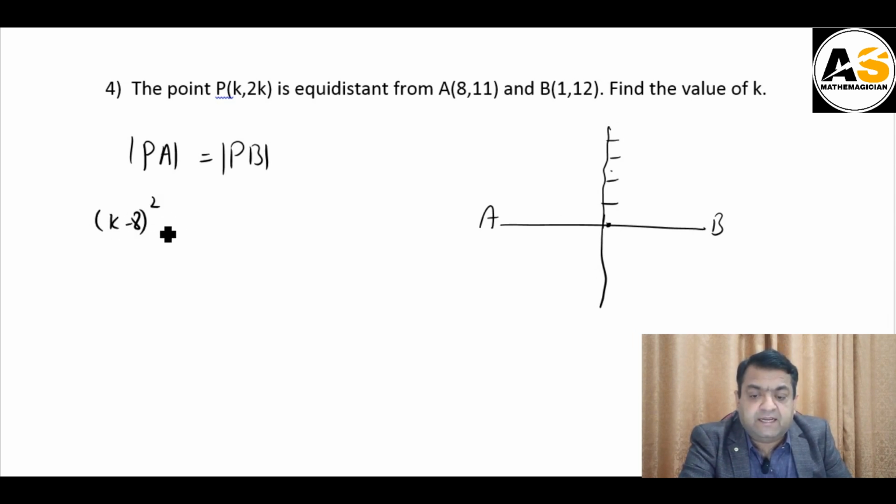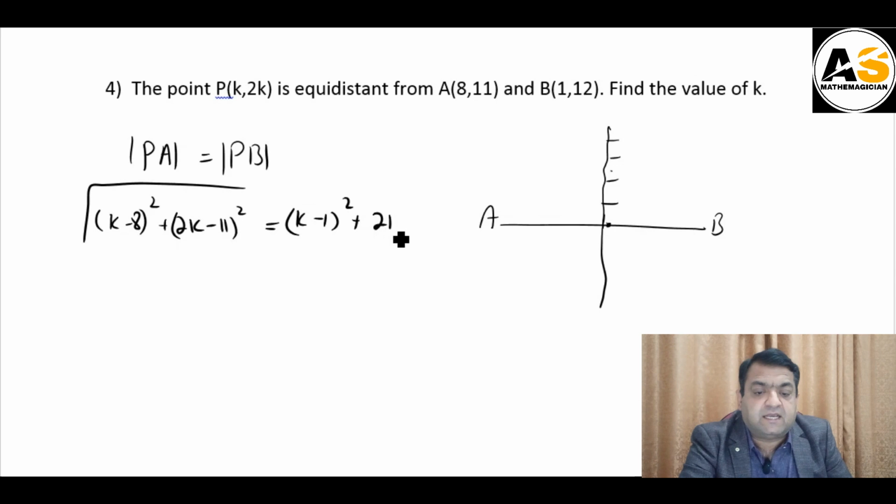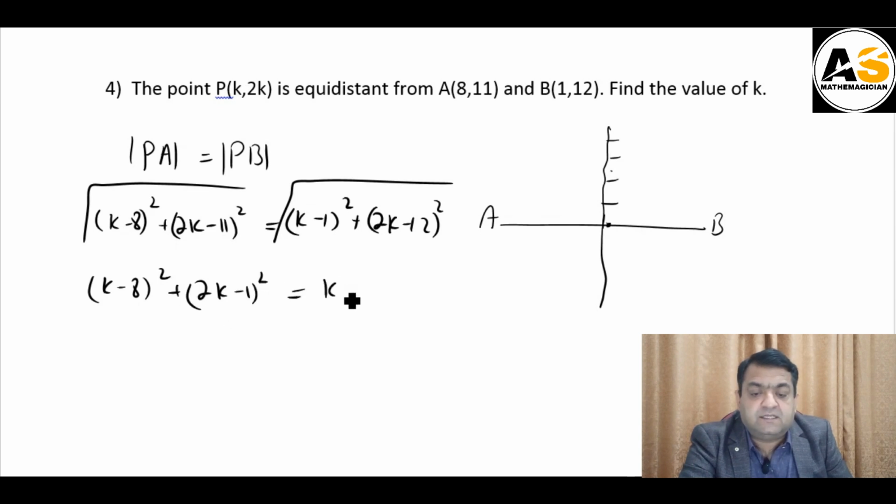What will be the PA distance? Square root of (k minus 8) square plus (2k minus 11) square. And what is the PB distance? Square root of (k minus 1) square plus (2k minus 12) square. So taking squares, I will write (k minus 8) square plus (2k minus 11) square is equal to (k minus 1) square plus (2k minus 12) square. This is an easy question.